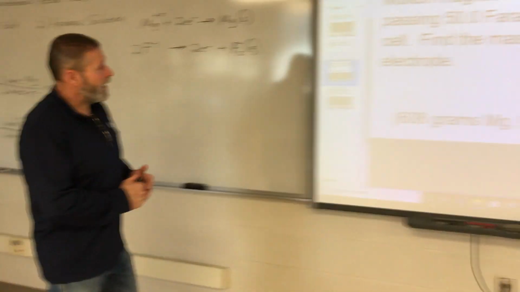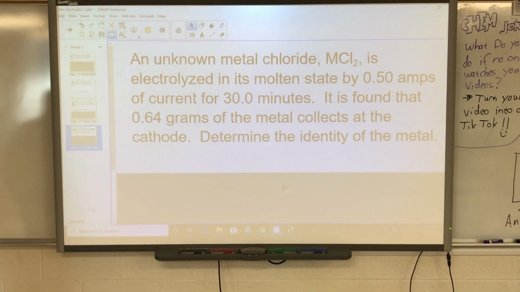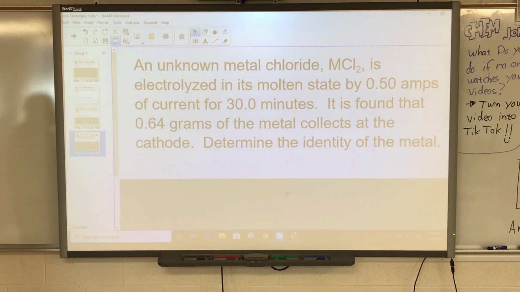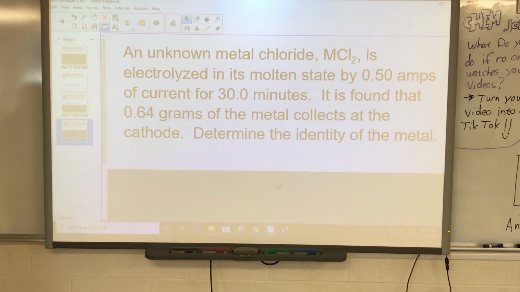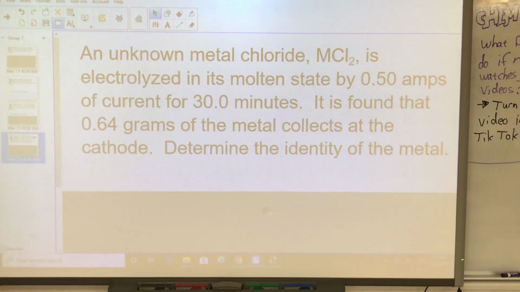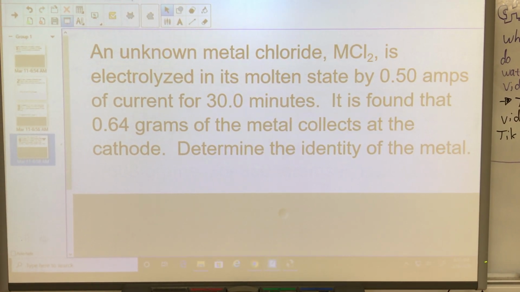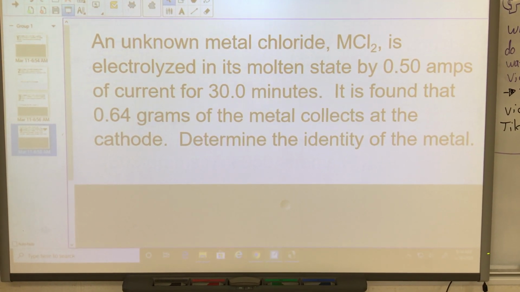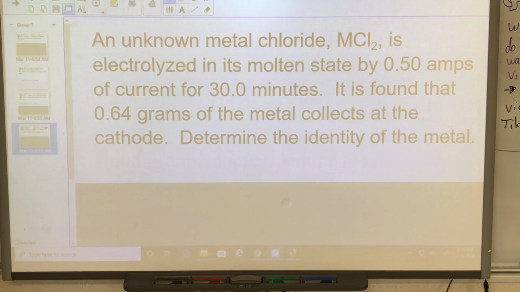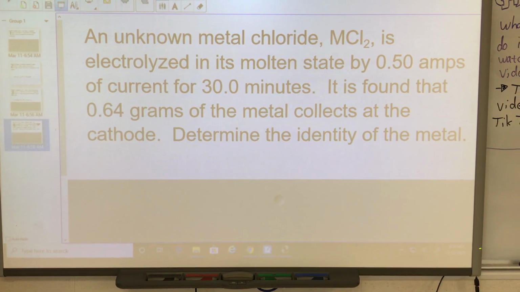All right, are they ready to try one on their own, Mr. Moore? Yeah, I think so. Try one on your own. Okay, here's your problem. Of course, in AP, it's all about trying to confuse you, so here you go. We have this unknown metal chloride. It's electrolyzed with 0.5 amps of current for 30 minutes, and it is found that 0.64 grams of the metal collects at the cathode. Can you determine the identity of the metal?